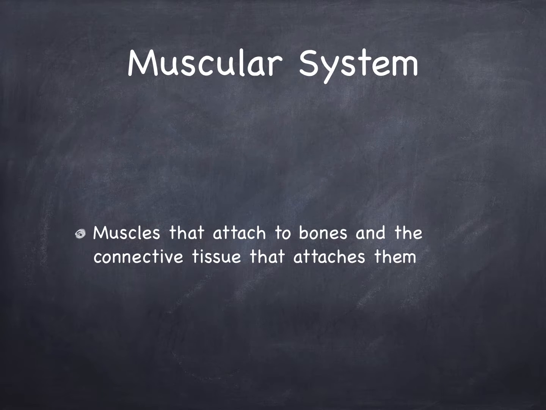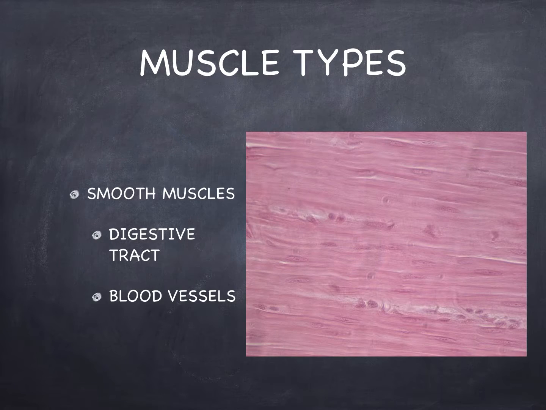So the muscular system actually includes muscles that attach to your bones, but what you may not know is that you also have muscles in your digestive tract, in your blood vessels, and even in your heart. So the muscular system includes all of those, and also the connective tissue that attaches your muscle to bone. So those tendons that we've been talking about in class, those are also part of the muscular system.